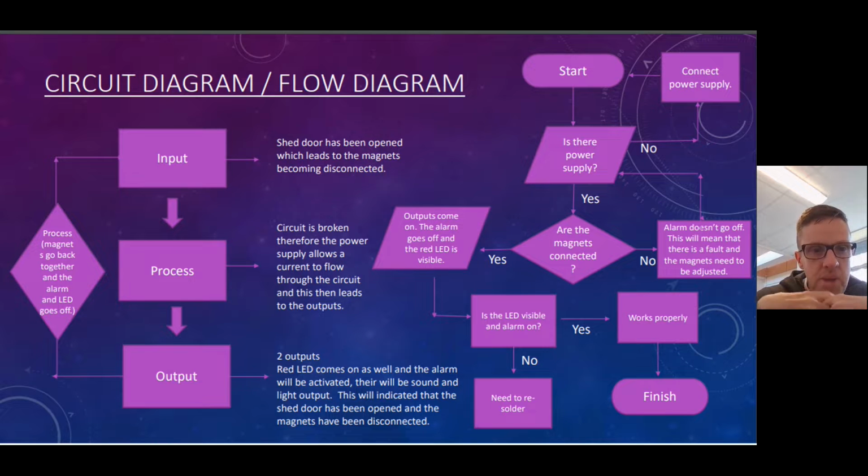Circuit's broken, therefore the power supply allows a current to flow through the circuit. This then leads to the outputs. There's what happens in the middle, and then the output. What is the physical kind of sign of this alarm going off? Red LED comes on as well as the alarm will be activated. There will be a sound and then a light output. This will be indicated the shed door has been opened. The magnets have been disconnected. So we're explaining physically what happens as well as diagrammatically.